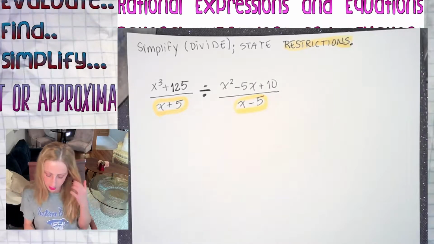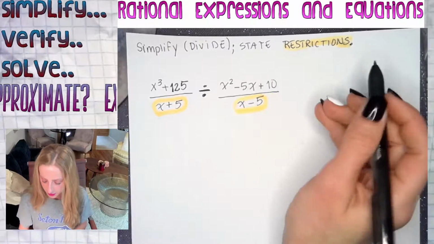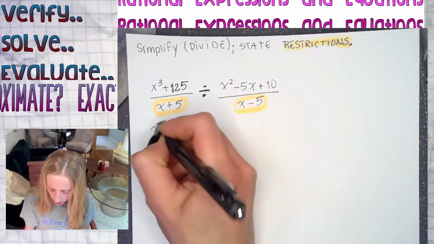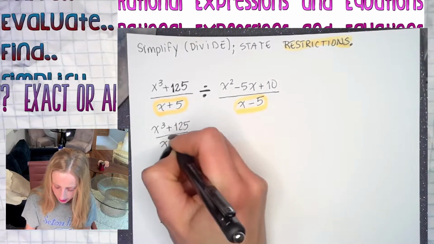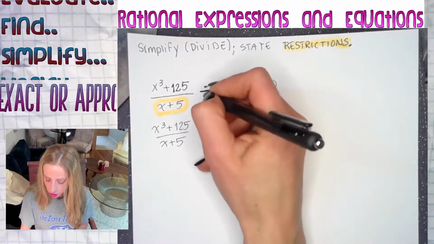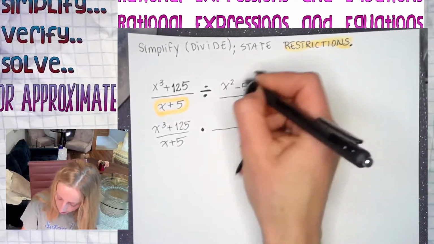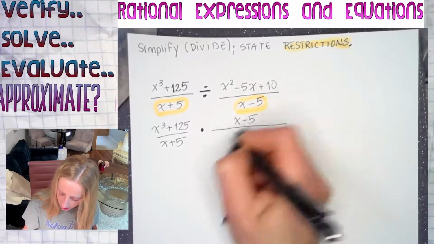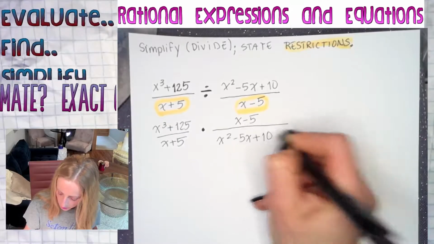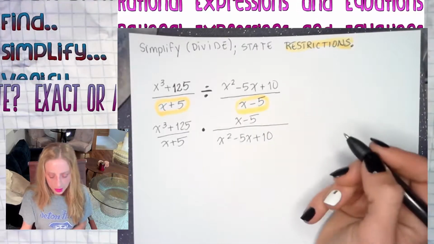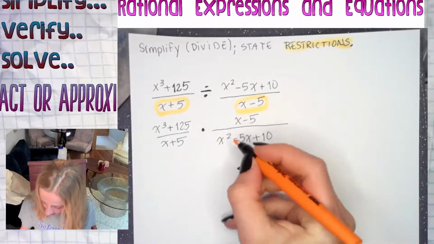But someone just mentioned before I hit record the keep, change, and flip aspect of this. So keep is the first fraction, x³ plus 125 over x plus 5, or rational expression. Change, the division changes to multiplication. And flip, this flips upside down, x minus 5 over x squared minus 5x plus 10. Now that is all set up. However, we have to add something in here.